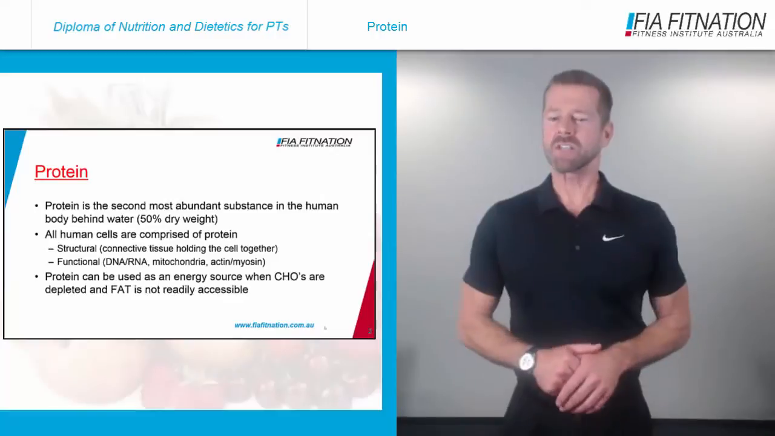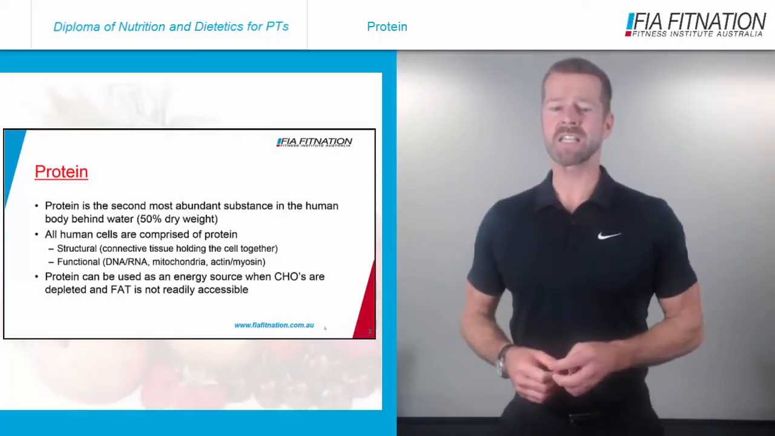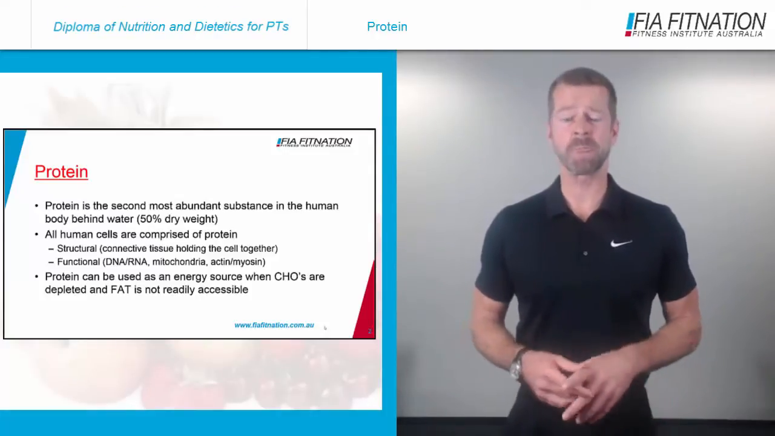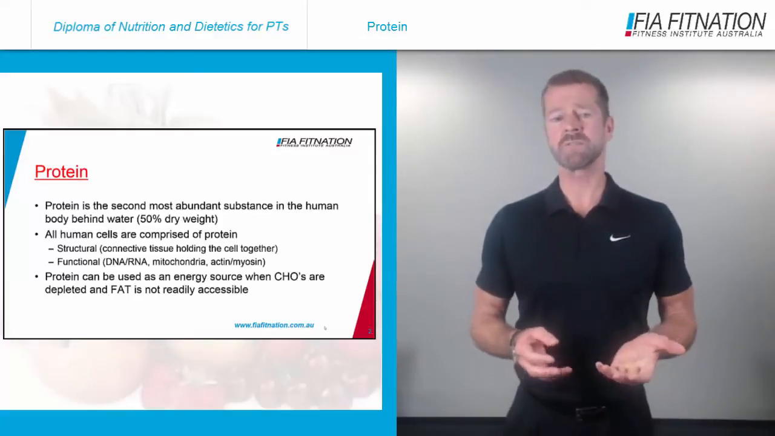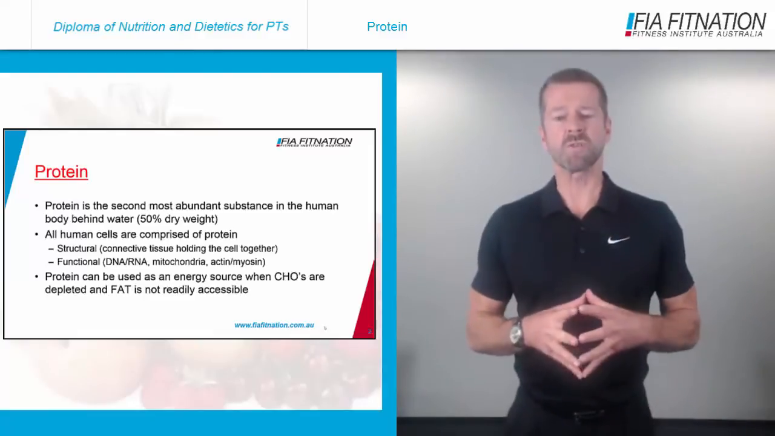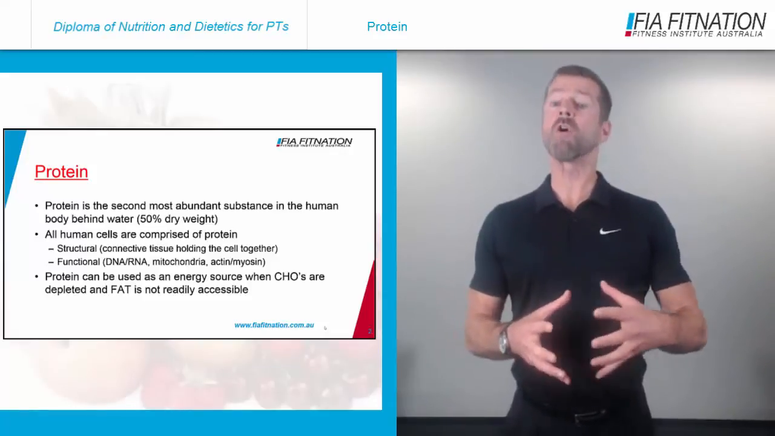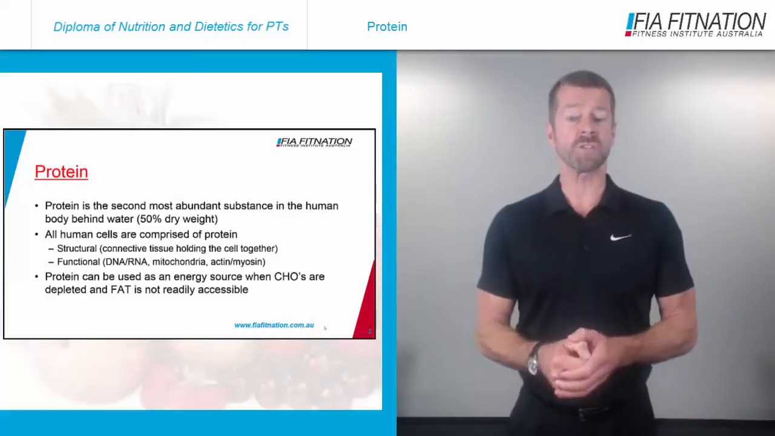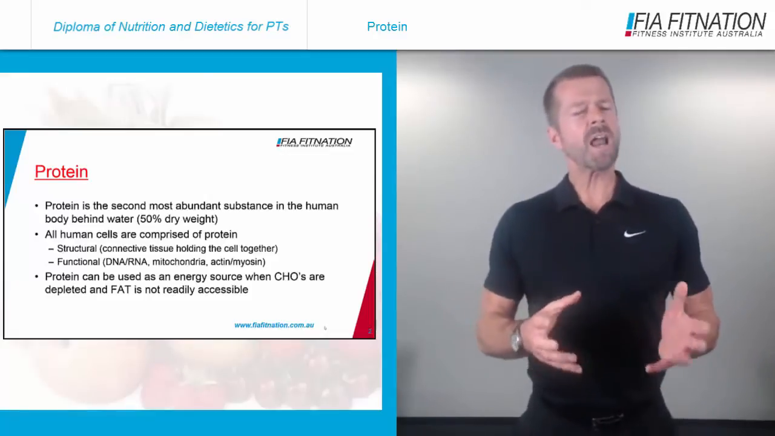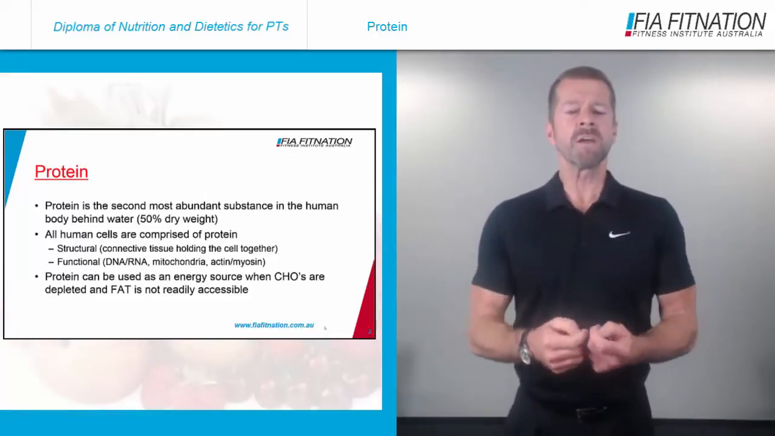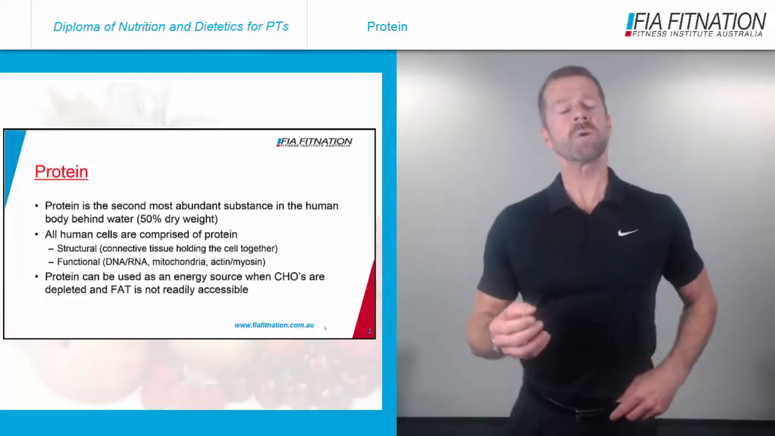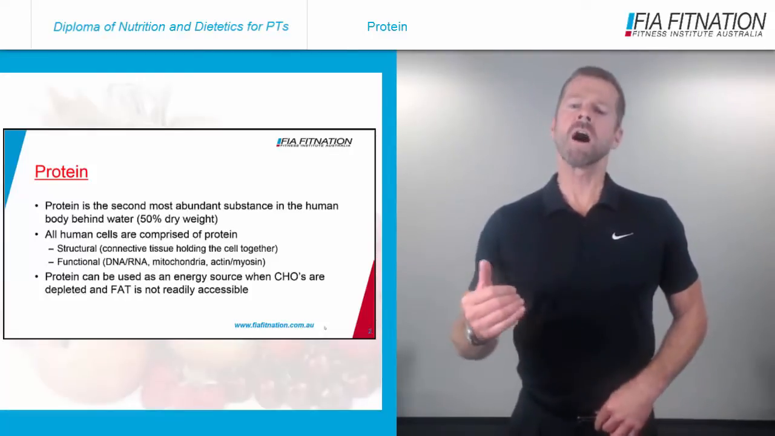Protein can also be used as an energy source when carbohydrates are depleted and fats not readily accessible. Now you remember from your Certificate 3 and Certificate 4 that the primary energy sources for aerobic metabolism are carbohydrates and fats, and the primary energy sources for anaerobic metabolism are carbohydrates and phosphocreatine. In situations where you're doing relatively high intensity, long duration exercise, where your carbohydrate sources are your primary energy source, both aerobically and anaerobically, but primarily aerobically, you don't have accessibility to fat because you need so much oxygen to break down fat as an energy source, so it cannot really be a driver for energy creation.